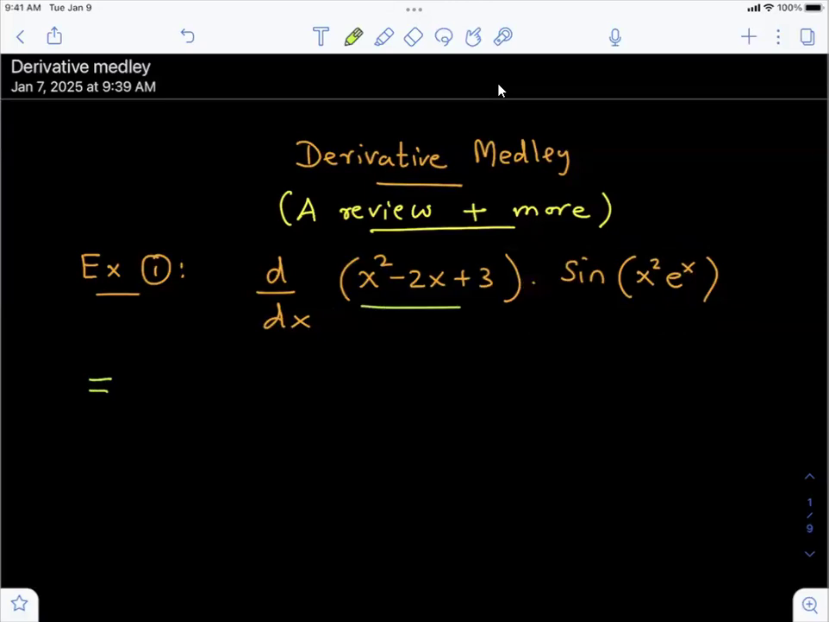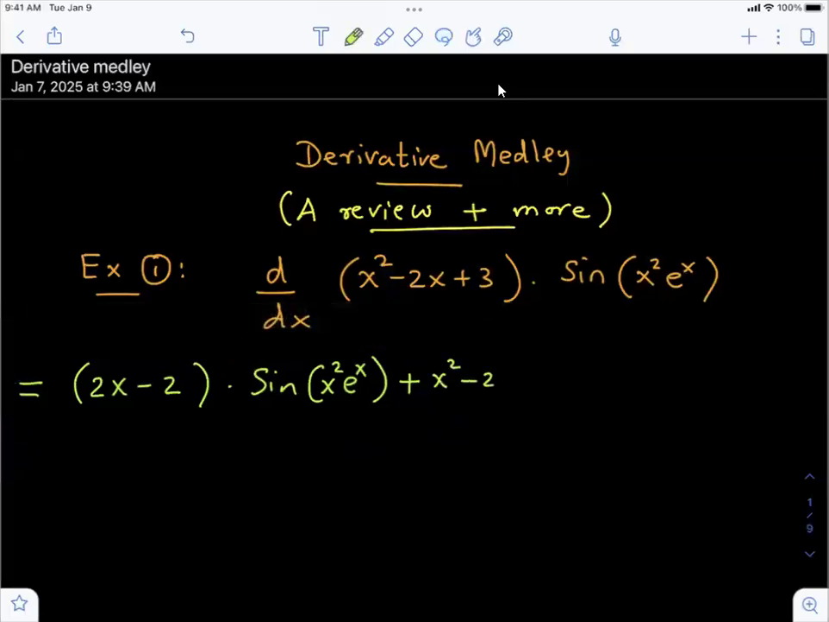So first I'm going to grab the first function. I'm going to take the derivative, 2x minus 2, and then leave the original second function as it is. And then now switch the positions. Now you need to grab the first function, leave it as it is, and don't forget to have parentheses because this has multiple terms, and then take the derivative of this component, the second function.